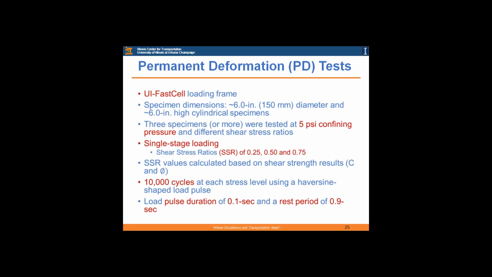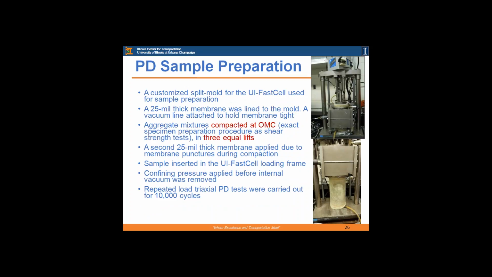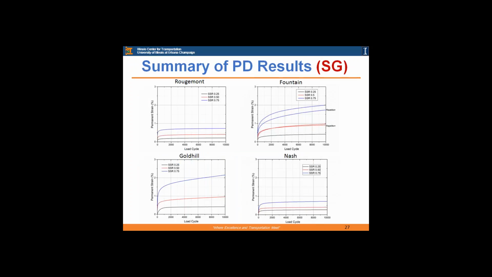For each material, we did 10,000 cycles. Each cycle is 1 second, 0.1 second loading and 0.9 second rest period, which accounts for around 3 hours per test for permanent deformation. And this is the FastCell machine that I was talking about, and this is part of the sample preparation and insertion inside the cell. So this is a custom-made machine, and it has a custom-made split mold to prepare the sample before inserting it in the loading frame.